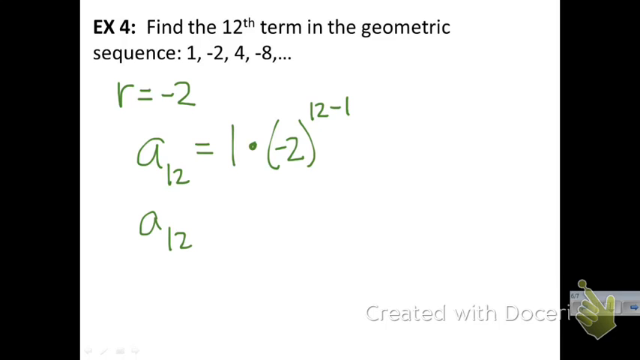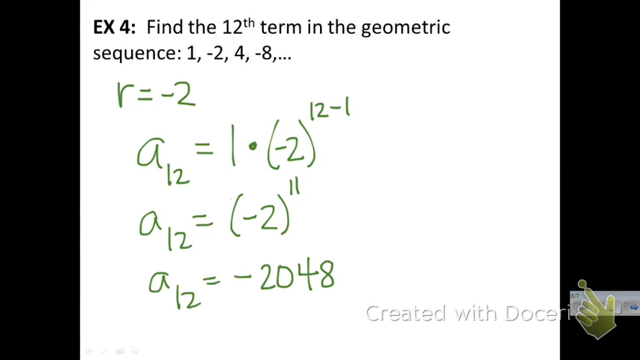We really don't need that 1. If it were any other number than 1, then we would need it. But since it's a 1, I'm just going to go ahead and leave it out. So I have negative 2 to the 12 minus 1, which is 11. And we talked about if this is an odd number, then we get to keep the sign. So our answer should be negative. And when we take negative 2 to the 11th, we get negative 2,048.